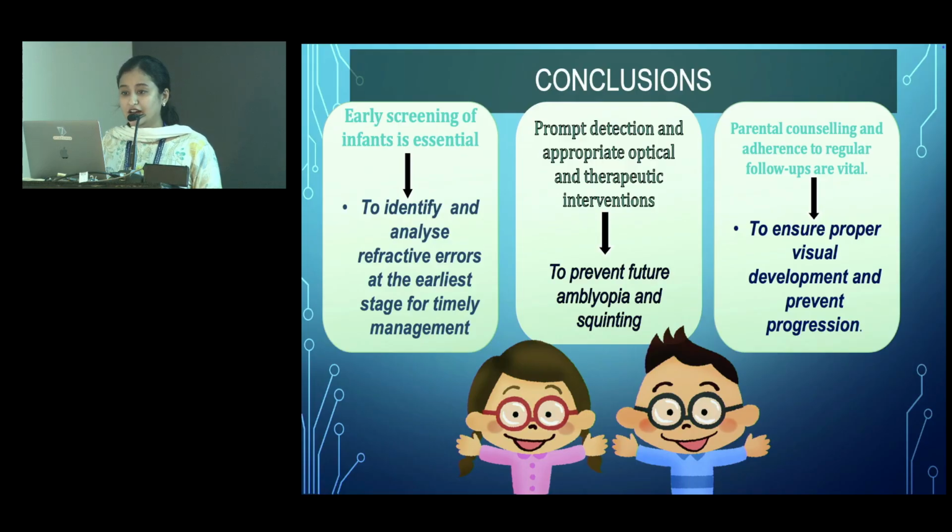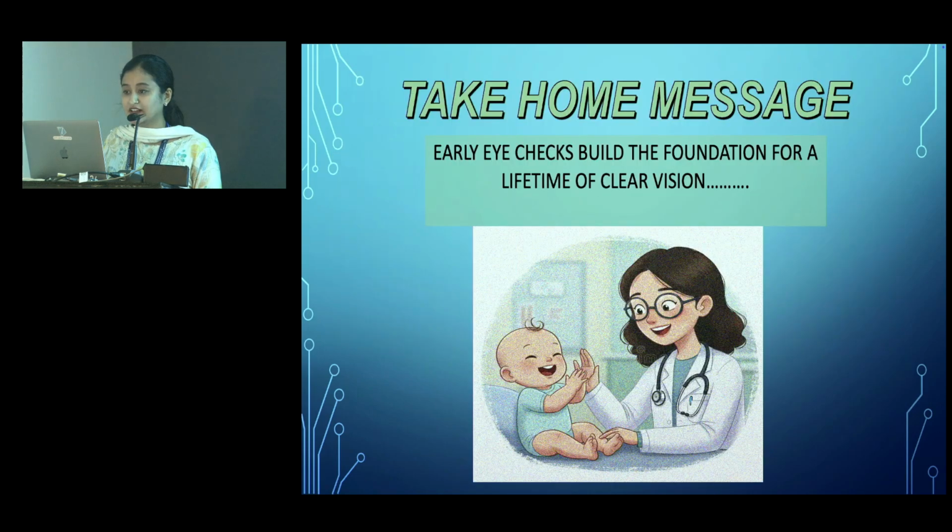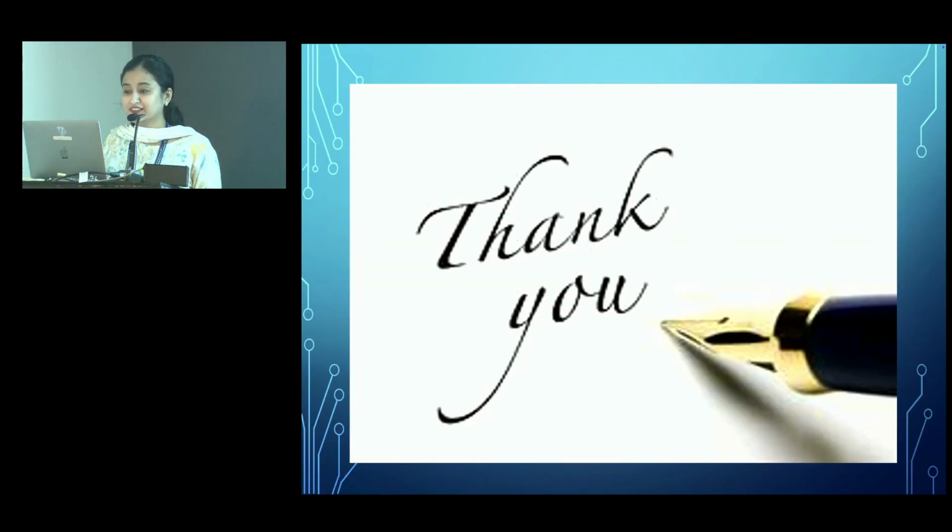Conclusion. Early screening of an infant is essential to identify and analyze refractive errors, with prompt detection and appropriate optical and therapeutic intervention to prevent future amblyopia and squinting, parental counseling and adherence to regular follow-ups to ensure proper visual development and prevent progression. Take-home message: early eye checks build a foundation for a lifetime of clear vision. These are my references. Thank you.